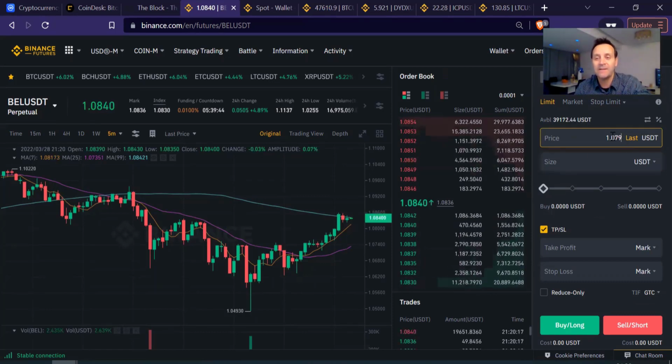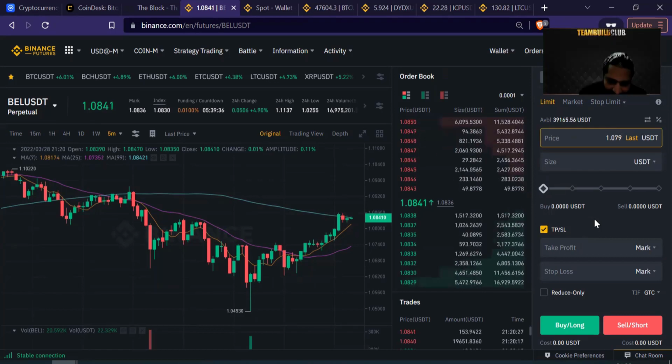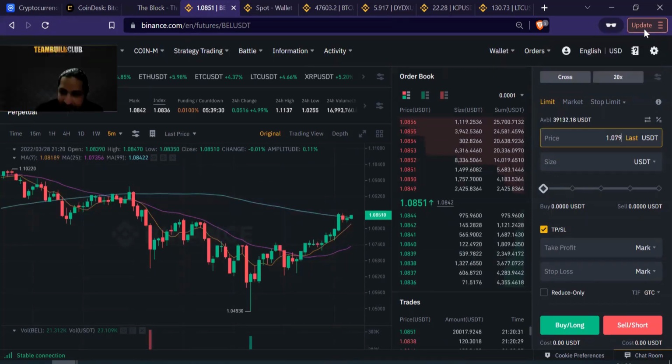So 1.079 is what Coach Osman is telling us to do now, and that's what we are doing. And the next thing we're going to do is select between cross and 20x. So you can just explain a little bit what is cross and 20x.